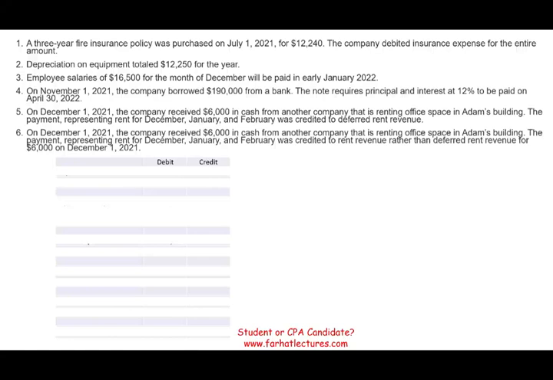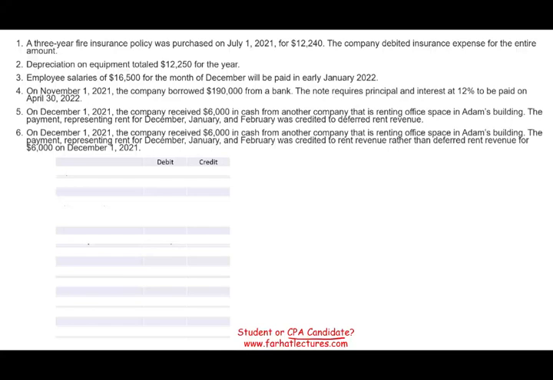Adjusting entries are the basic component of accrual accounting. Accrual accounting is the basis for accounting. When you learn accounting, GAAP, you have to know accrual. Adjusting entries, those are the oxygen of accrual. So if you don't understand and don't know how to apply adjusting entries, you will have problems as an accounting student and you will have major problems as a CPA candidate.